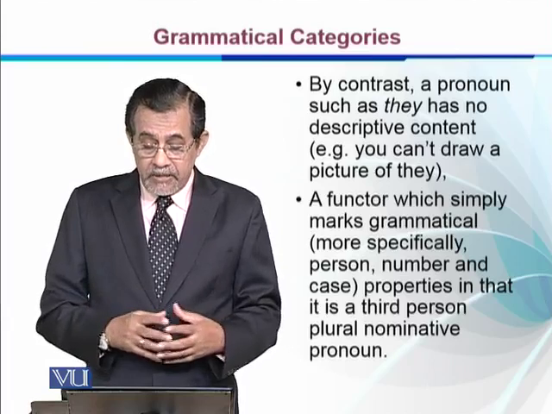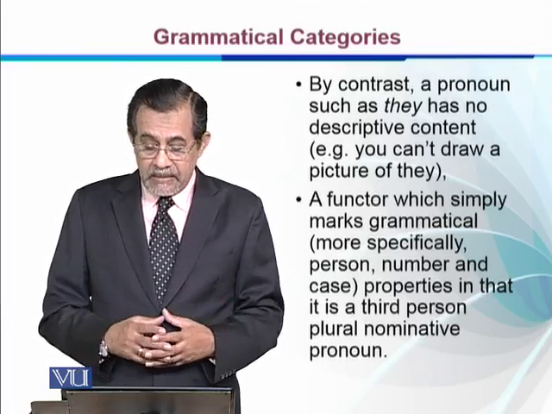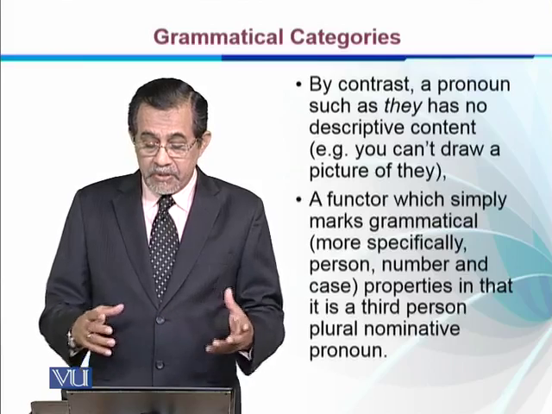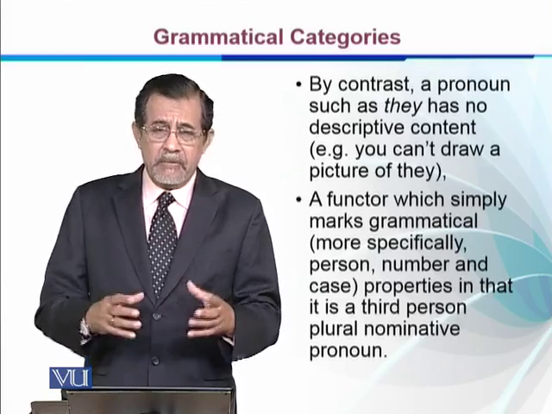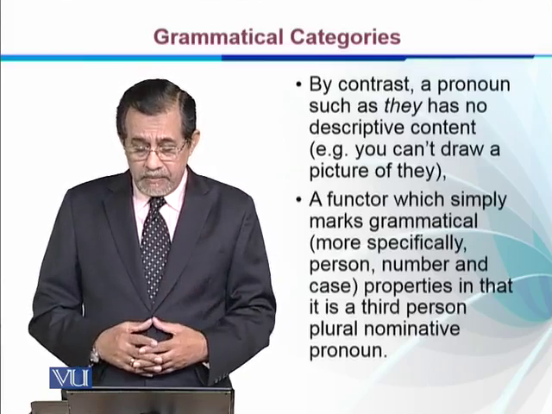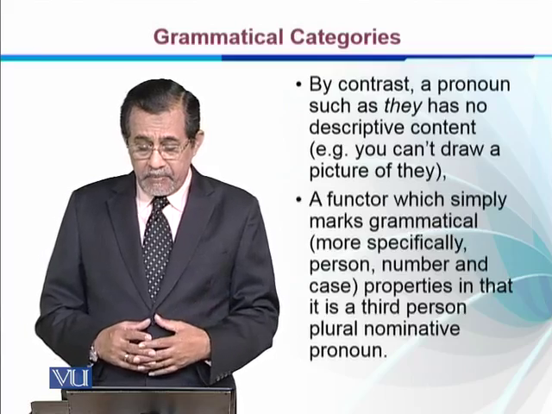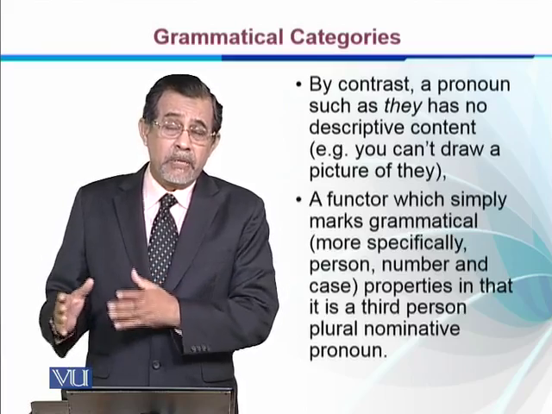A functor simply marks grammatical number and properties, in that it is a third person plural nominative pronoun. So if we take the example of they, we simply know that it refers to number and person, and they is a third person plural pronoun.